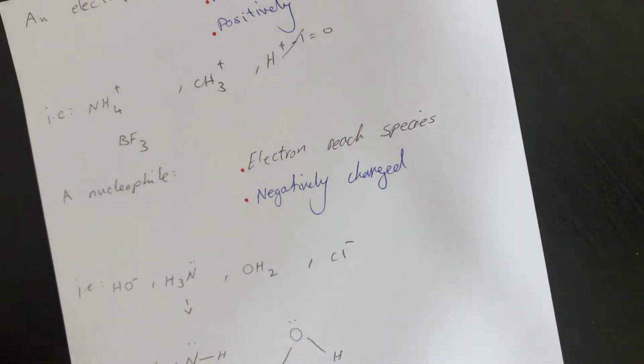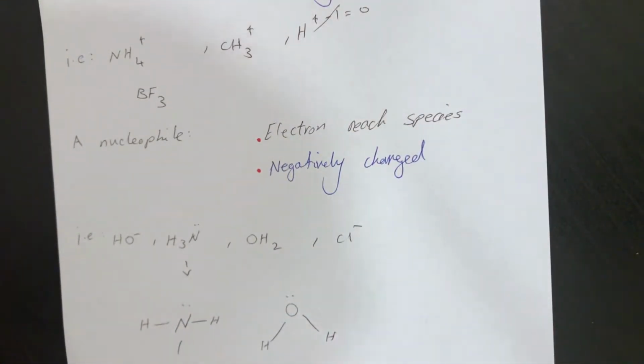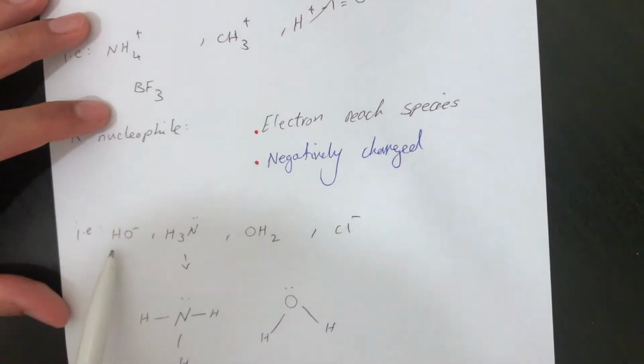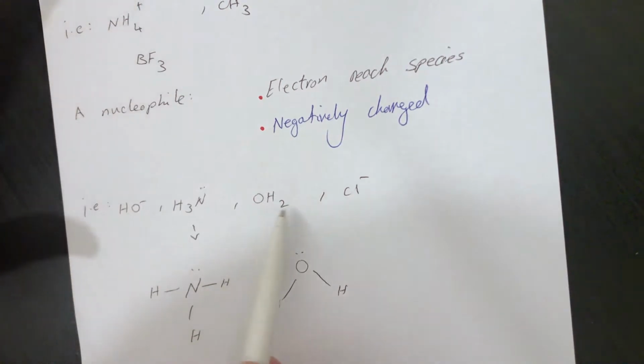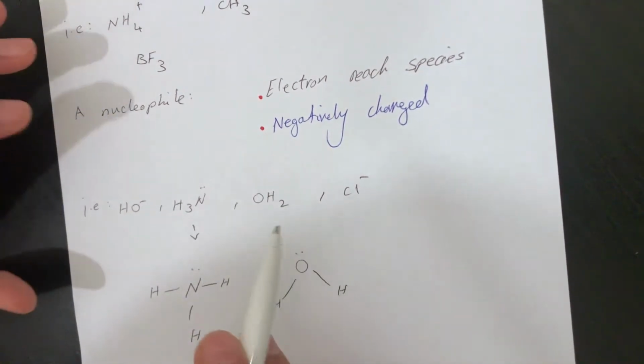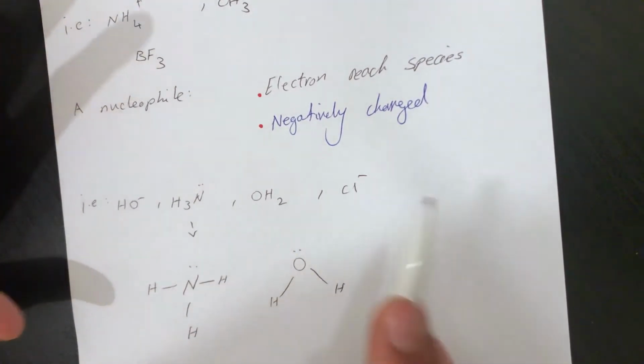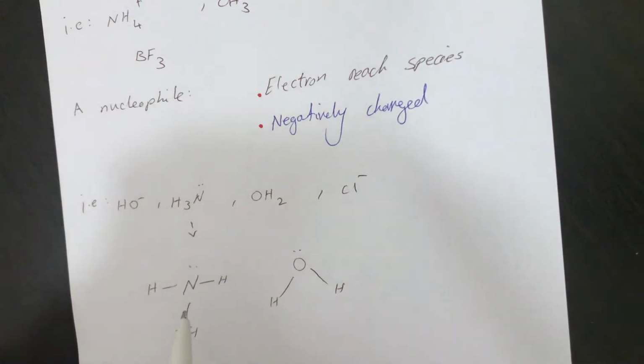And a nucleophile therefore is the absolute opposite side. This is very electron rich and therefore is negatively charged. For example, it can be HO-, it can be NH3 with a lone pair, H2O, and a chlorine with a negative side. So in general, nucleophiles are very rich in electrons.